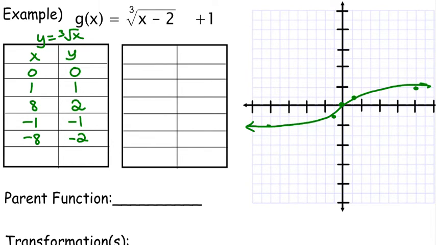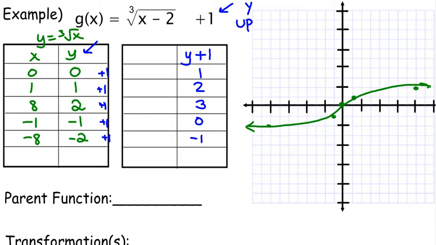All right, we have 2 transformations here. The first one is outside the function. It's going to affect the y-axis. It's a +1, so it's going to shift everything up 1 unit. So we're going to add 1 to all of our y values. 0 plus 1 is 1. 1 plus 1 is 2. 2 plus 1 is 3. Negative 1 plus 1 is 0. Negative 2 plus 1 is negative 1.